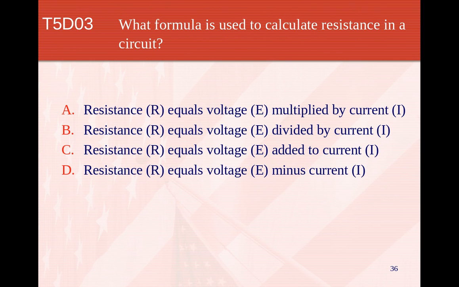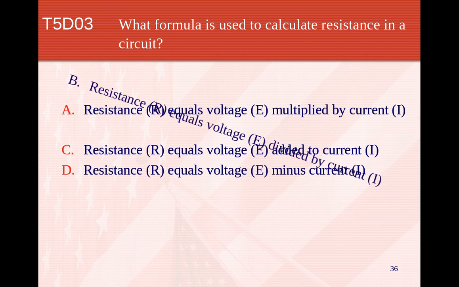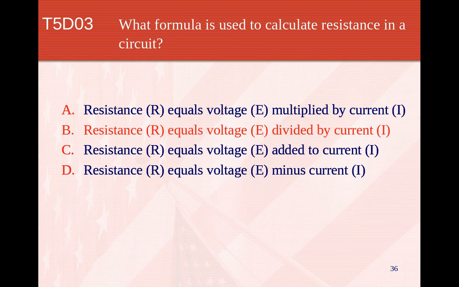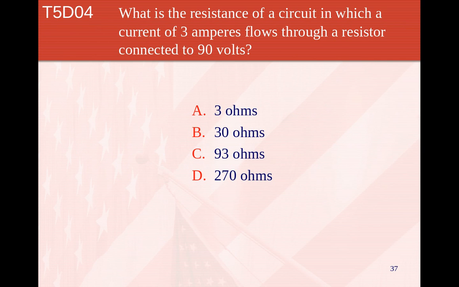What is the formula used to calculate resistance in a circuit? Resistance equals the voltage divided by the current. What is the resistance of a circuit in which the current is 3 amps through a resistor connected to 90 volts? So R is equal to 90 over 3 gives us 30 ohms.